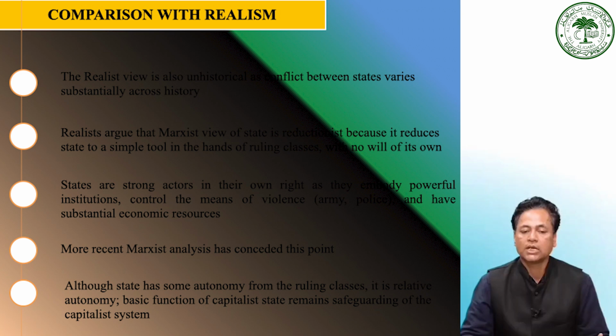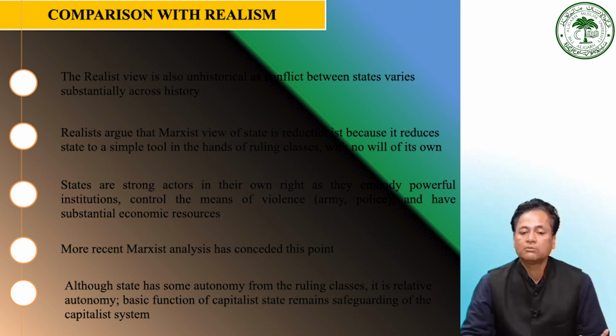More recent Marxist analysis has considered this point. The recent Marxist analysis differs from the classical Marxist analysis, and they think that the state is not always controlled by the capitalist, rather it is relatively autonomous, and that we will discuss when we discuss neo-Marxism. The state has some autonomy from the ruling classes, but it is a relative autonomy.